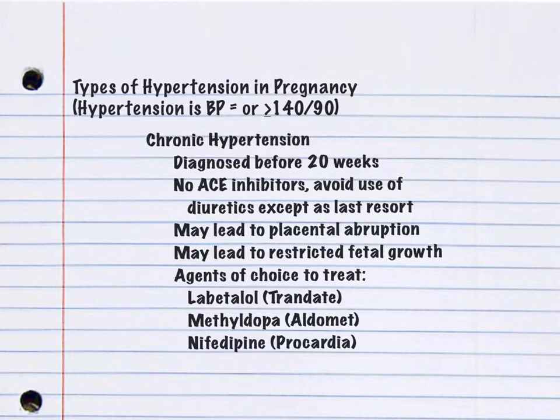Labetalol also has a wide range of therapeutic effectiveness. You can start it at, say, 100 milligrams BID. If that doesn't work, you can go up to 200, you can go up to 300, you can go up to TID dosing. So there's a wide therapeutic range for labetalol. And so it's one of the first line agents that we use for chronic hypertension.